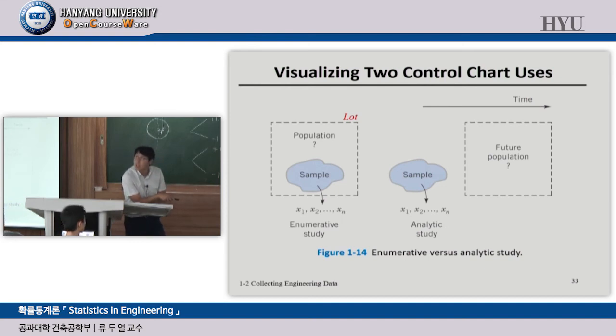In the case of the analytical study, we can select some samples from the current product and evaluate the performance of the selected samples. Based on the evaluation, we can predict the performance of the future population by assuming that the production process is identical, that it has not changed. So the analytical study is considering time, which means that we can take some samples from the current product, and based on their performance, we can predict the performance of the future production. Okay? By assuming that the production process is not changed. So you can now differentiate the enumerative study and the analytical study. Okay?